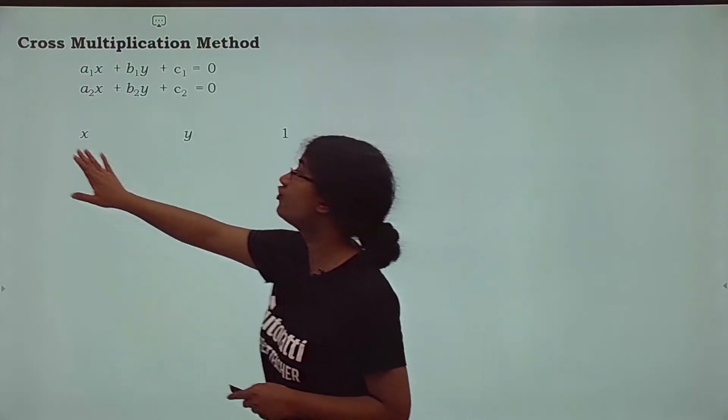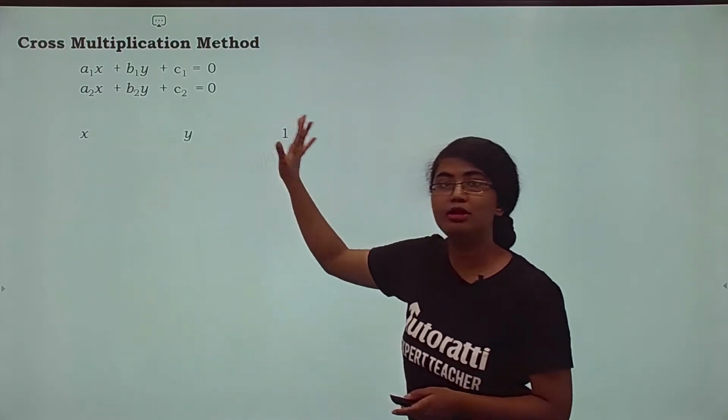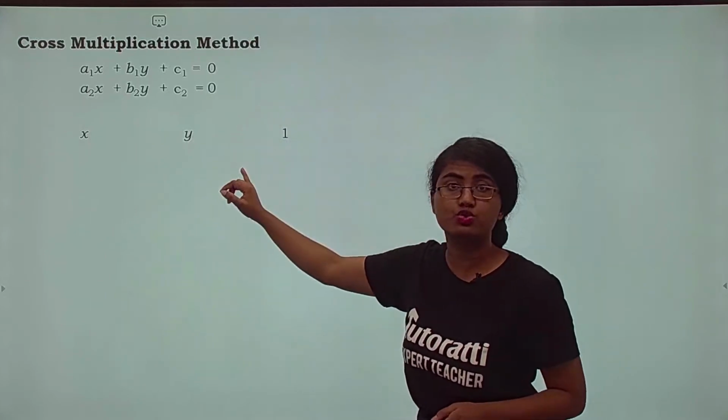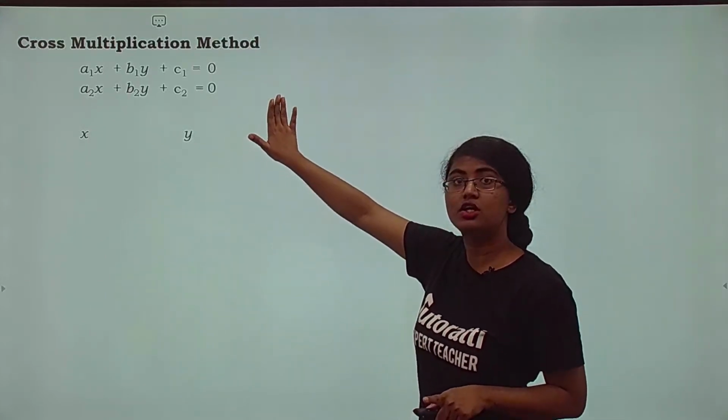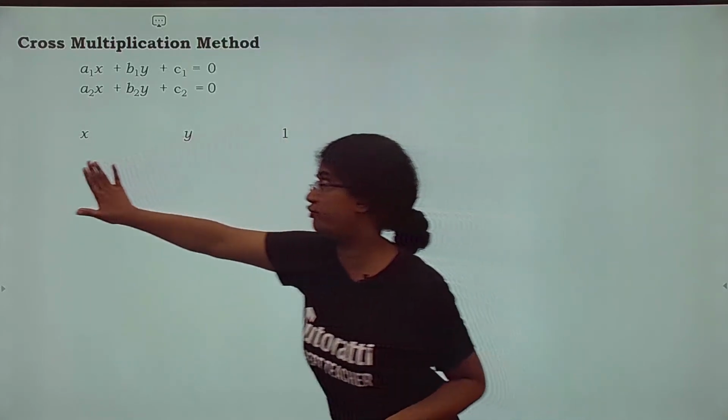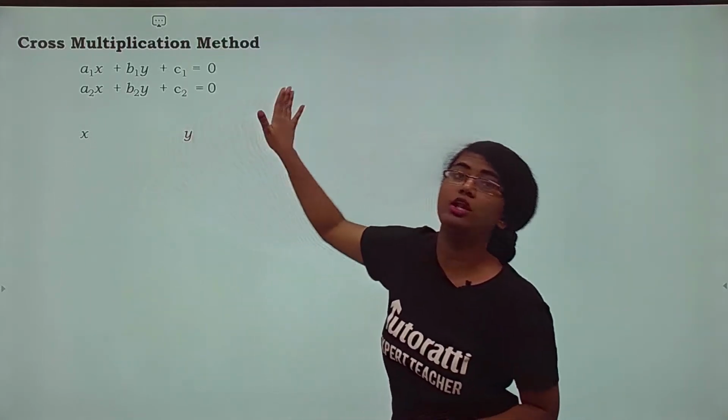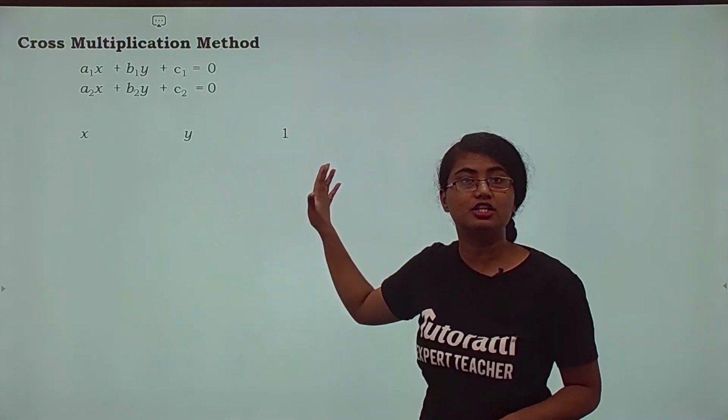So what do you do? First you write the 2 variables and randomly place 1. Why do we choose 1? We will understand this when we solve the sum. For now just remember that it is 1st variable, 2nd variable and 1. Okay? Is this enough for you?